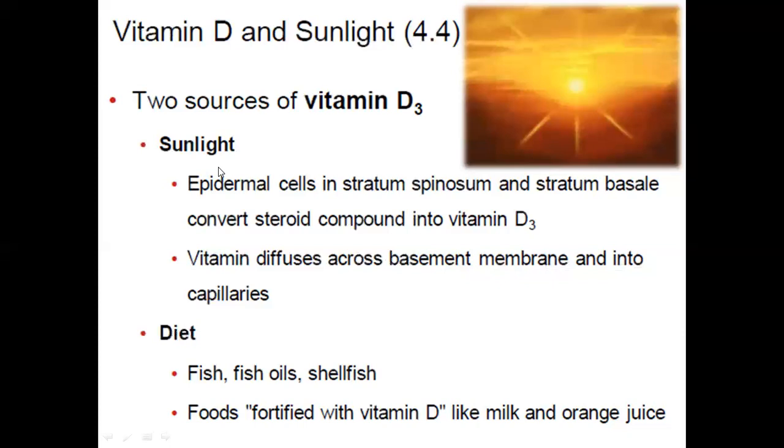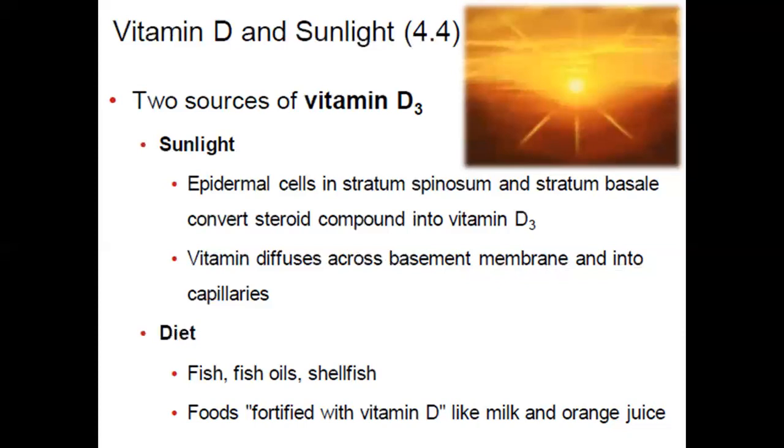You need about 15 minutes of sun exposure to most of your body a day to get enough vitamin D. That's not always ideal depending on where you live or how much sunscreen you wear or how much clothing you wear. So you can also get it from your diet, from fish oils, and shellfish.